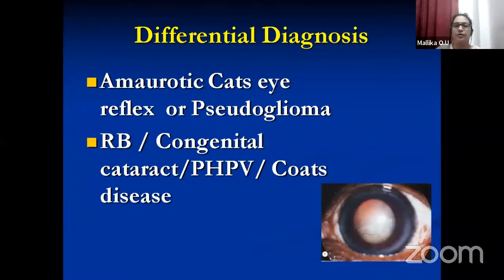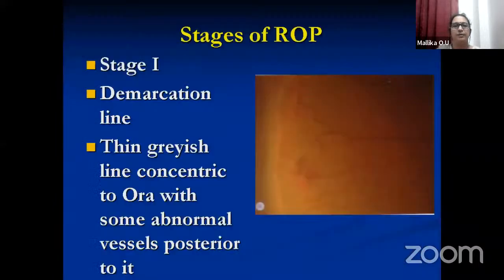This category of retinopathy of prematurity is what we call retrolental fibromatosis. So I explained to you the pseudoglioma, or amaurotic cat's eye. The differential diagnosis of white reflex includes congenital cataract and persistent fetal vasculature. Eales disease is another condition. So there are 5 stages in retinopathy of prematurity.